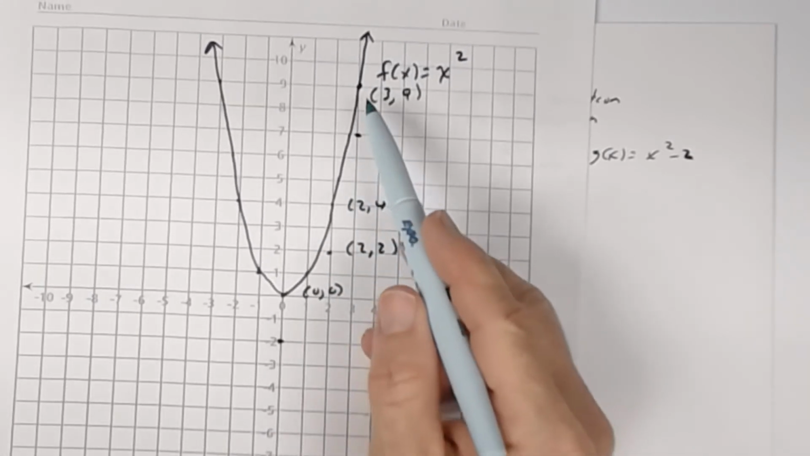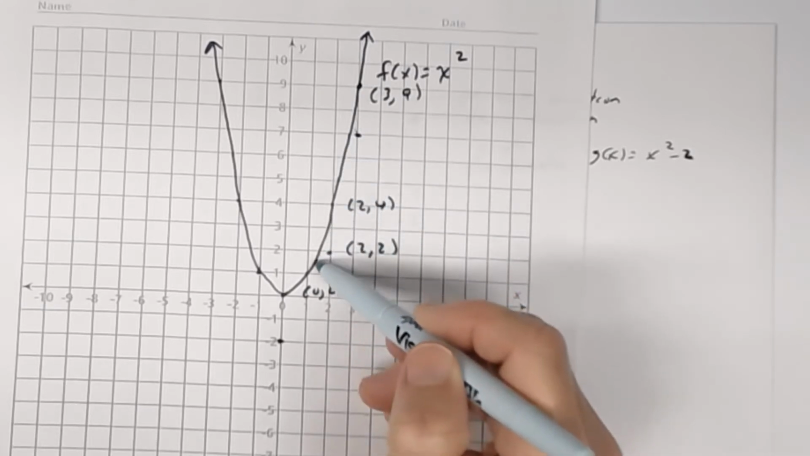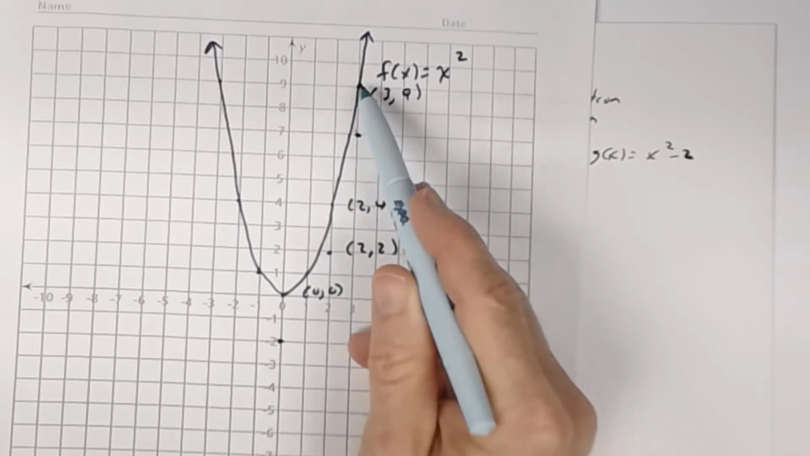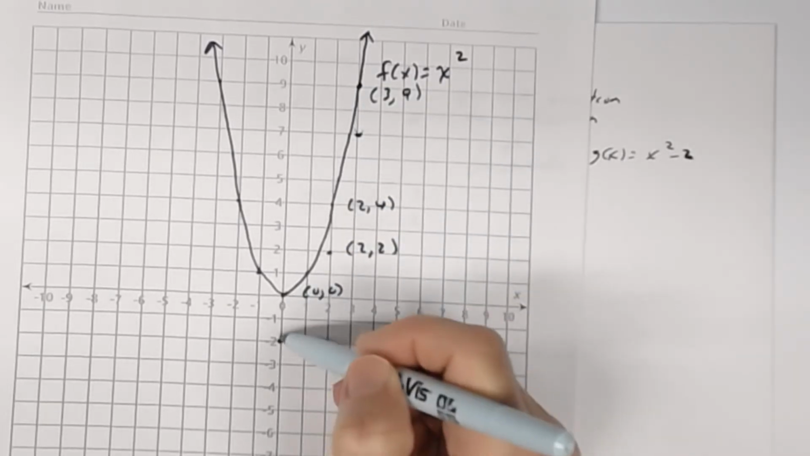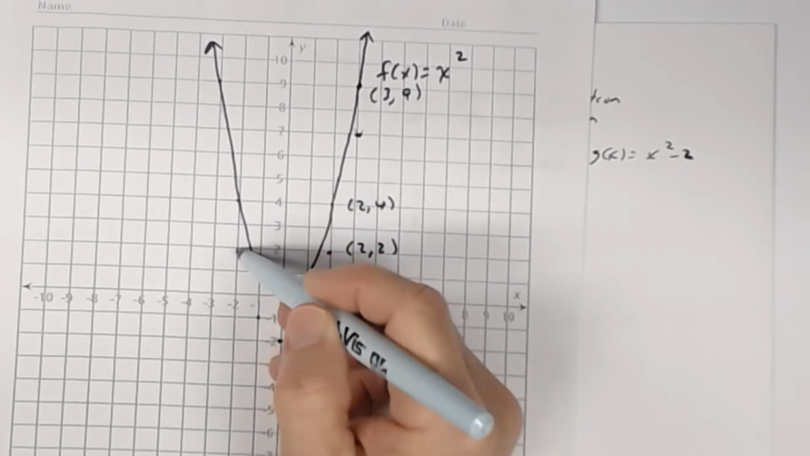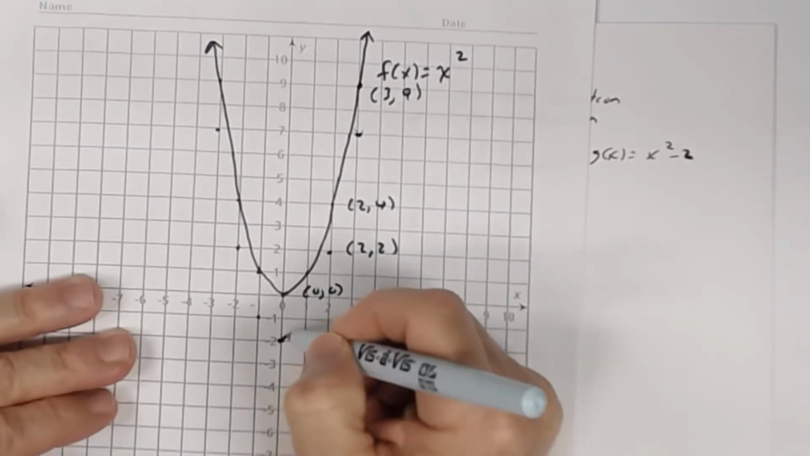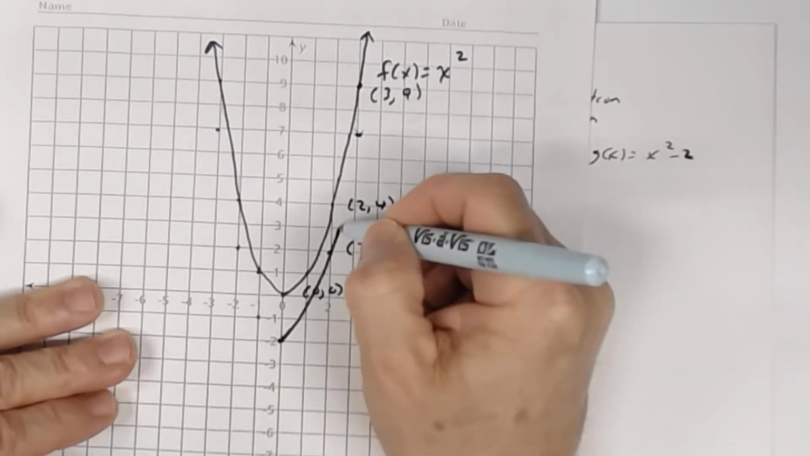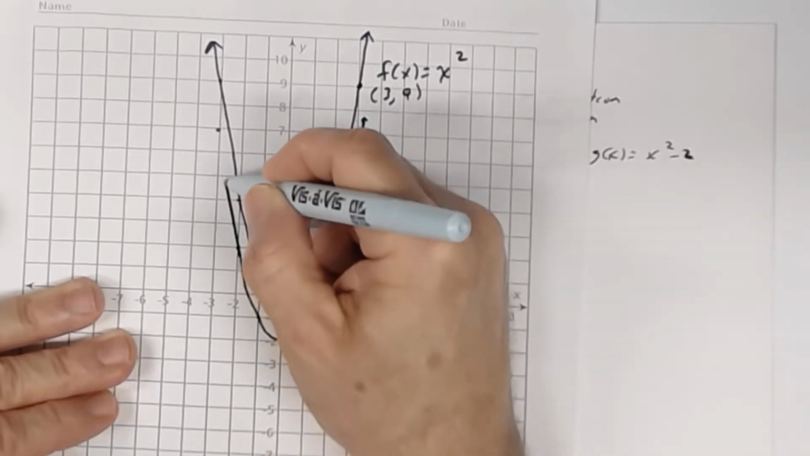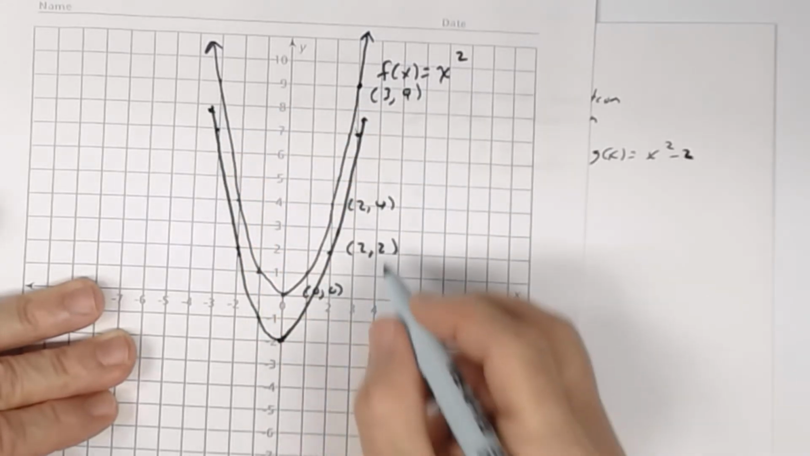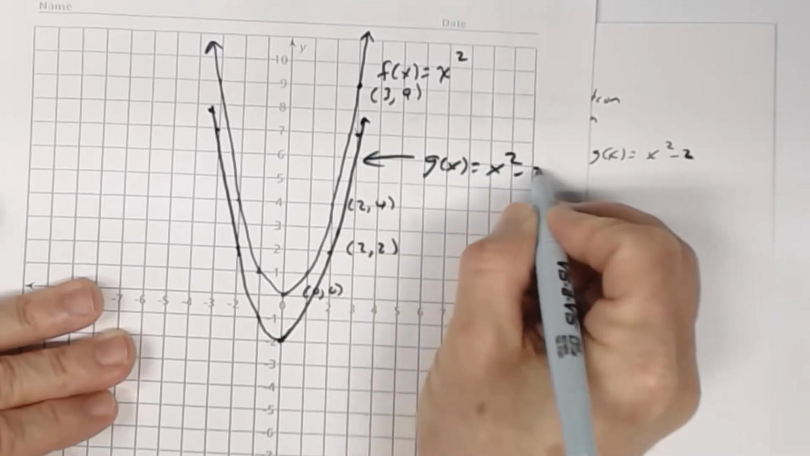What I want you to notice is this. Do you see what's happening? Every point on the basic function is being brought down 2 units. See that? That's the idea there. So every point on my parent function is being shifted vertically down 2. So this is the graph of g of x, which is x squared minus 2.